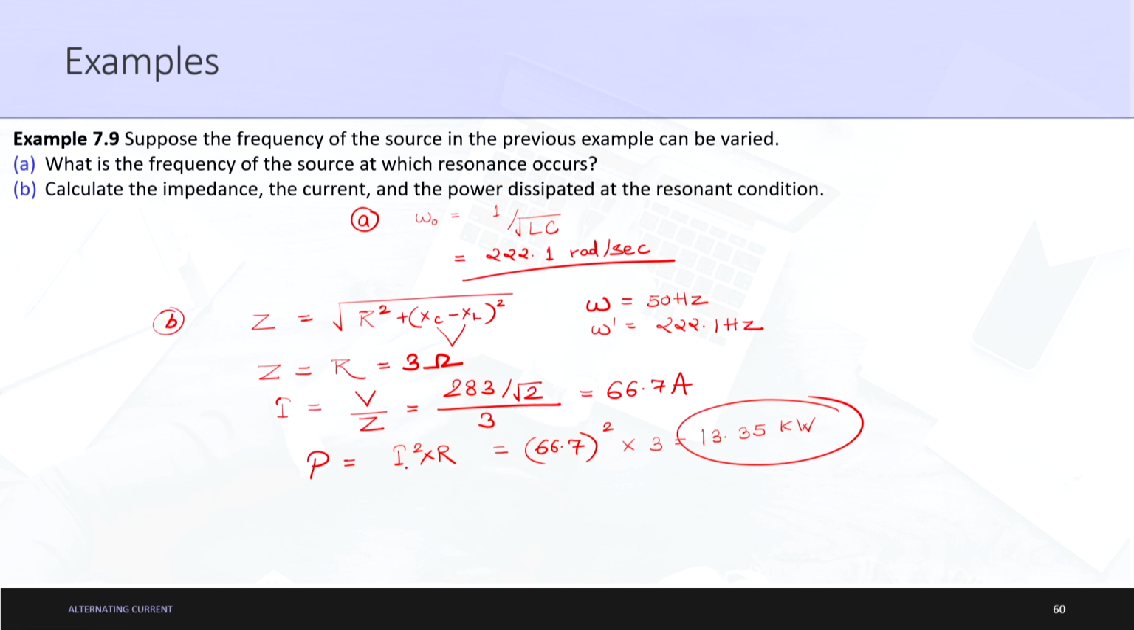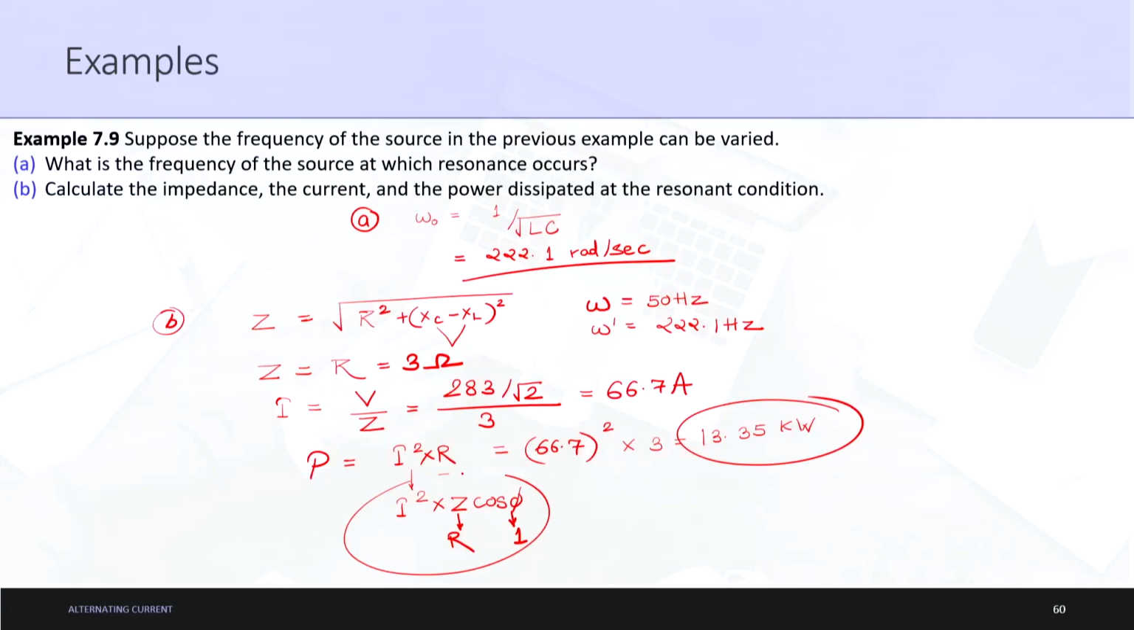Okay. Again, we can do this question as I square Z also. So, it is nothing but I square Z into cos phi. Please remember what is the value of Z obtained. Z value is nothing but equal to R, and what is the value of phi? Phi is tan inverse of XC minus XL upon R. As XC is equal to XL, therefore the value is equal to 0. Therefore, cos 0, and cos 0 is 1.